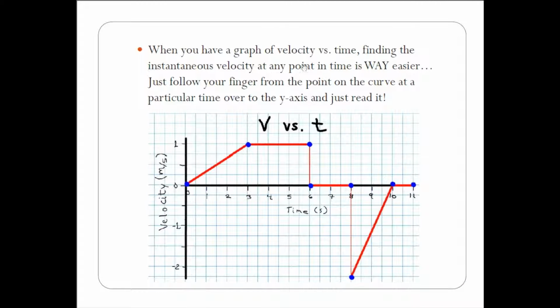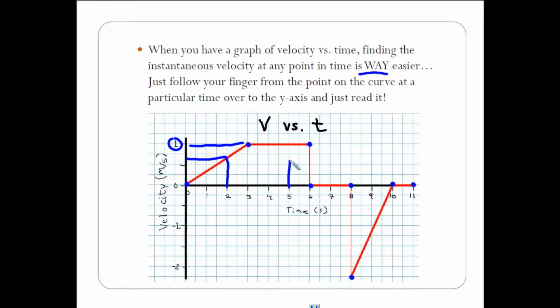However, when you have a graph of velocity versus time, finding the instantaneous velocity at any point in time is way easier. Just follow your finger at any point in time on this graph over to the y-axis, and you can determine what the value for that velocity is at that moment in time. For example, at 2 seconds into this trip, I can run my finger over, and it appears as though I'm somewhere between a half and 1 meter per second.